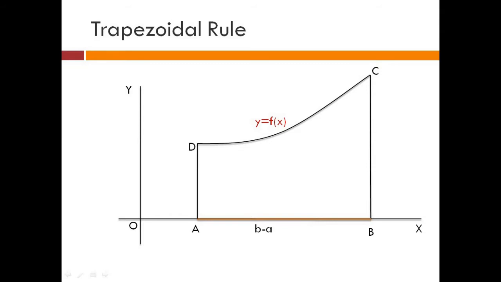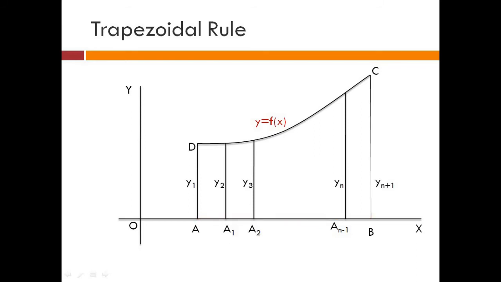Now we are going to divide this segment into n equal parts A1, A2, etc. up to An minus 1, B of equal width h. Now since AB is b minus a, the value of h is nothing but b minus a divided by n. Okay, draw the ordinates through A1, A2, etc. up to An minus 1. So totally we are having n plus 1 ordinates. Let them be y1, y2, y3, etc. up to yn plus 1.